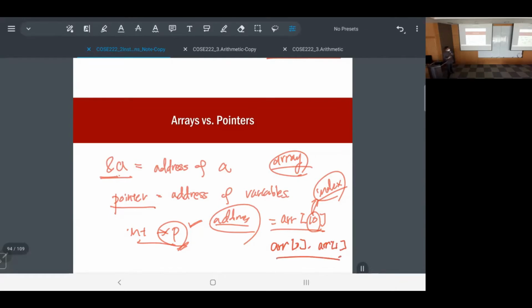But we can also access each element of this array with a pointer. That means that if we just know the address, the base address of an array, then we can access other elements in the array with the pointer, like with the address.